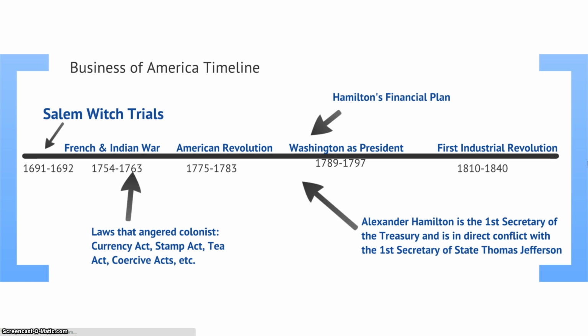George Washington is going to be our first president. And when he's our first president, he will choose Alexander Hamilton, who was almost like a son to him. He didn't have any children of his own. His wife had been married before and had children. So he is the first Secretary of the Treasury.